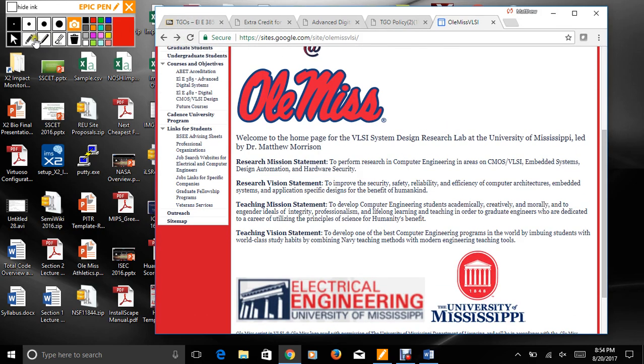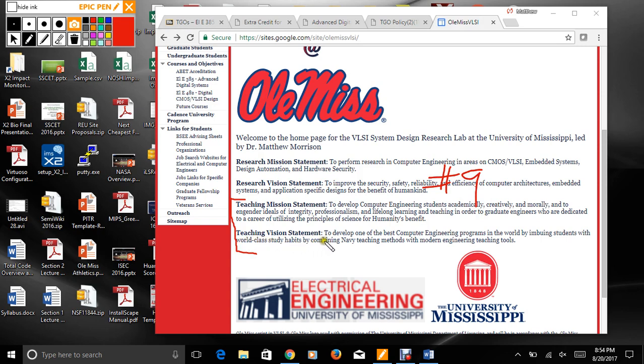So these are my 2 teaching mission statements here. And this is the answer to number 9. So my teaching mission statement is to develop computer engineering students academically, creatively, and morally, and to engender ideals of integrity, professionalism, and lifelong learning and teaching in order to graduate engineers who are dedicated to a career of utilizing the principles of science for humanity's benefit.